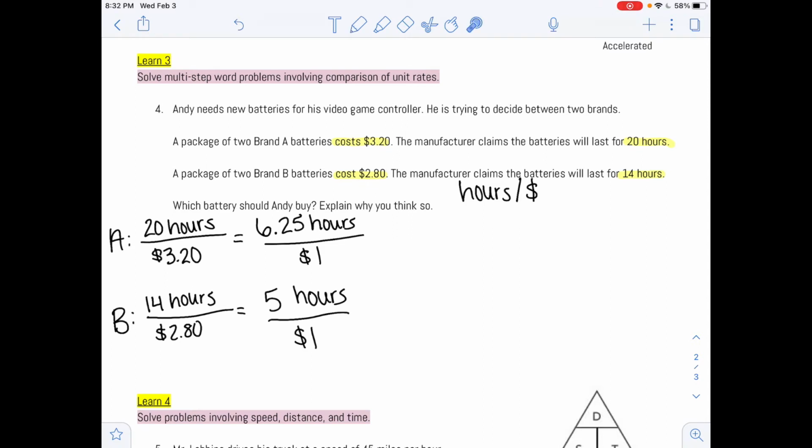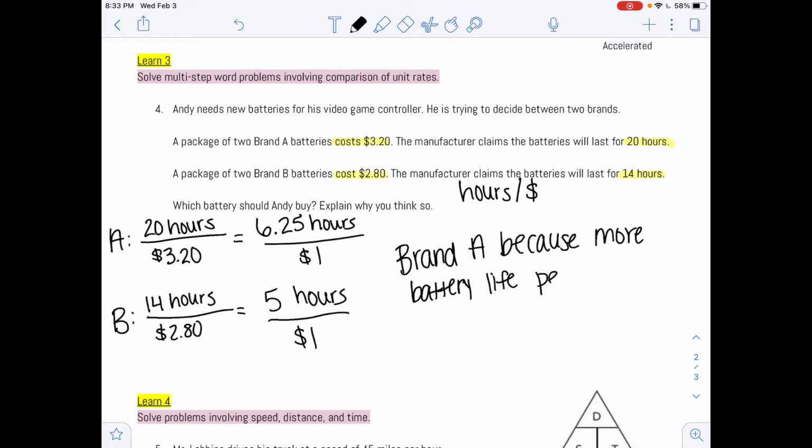So looking here, for a dollar, if he's going to spend $1 with brand A, he's going to get more time, more battery life than he would with brand B. So brand A is going to be our choice because there's more battery life per $1.